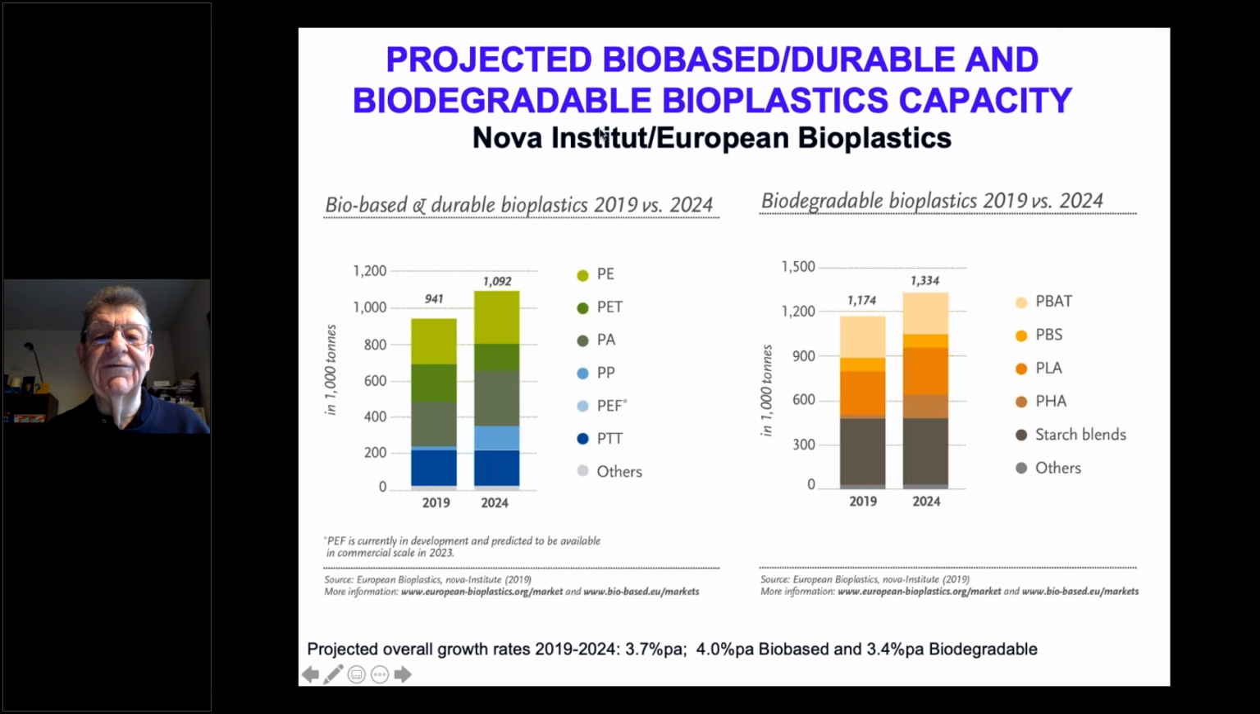But Nova Institute in Germany and European Bioplastics put out projections every year. This is for bio-based plastics. They're projecting next year 4% growth. You can see the big growth they're projecting for polypropylene here. And for biodegradable, they're projecting about a 3.4% low growth. A large part of the growth here is polyhydroxyalkanoate. So an overall growth of about 3% per annum. This is over a 5-year period from 2019 to 2024.